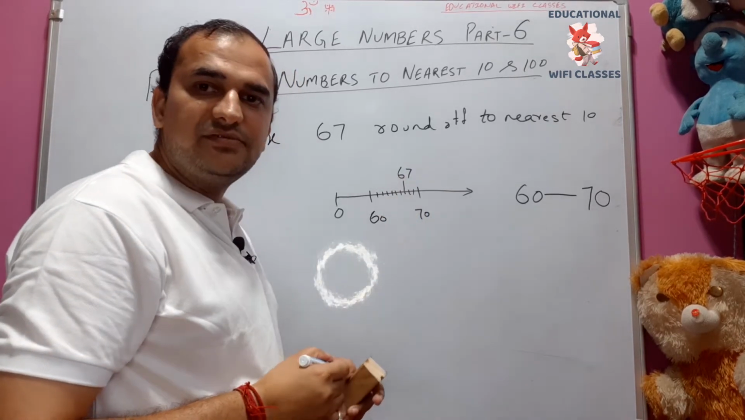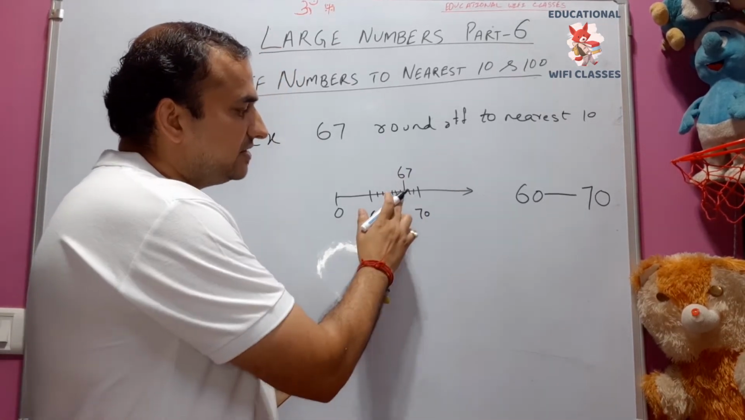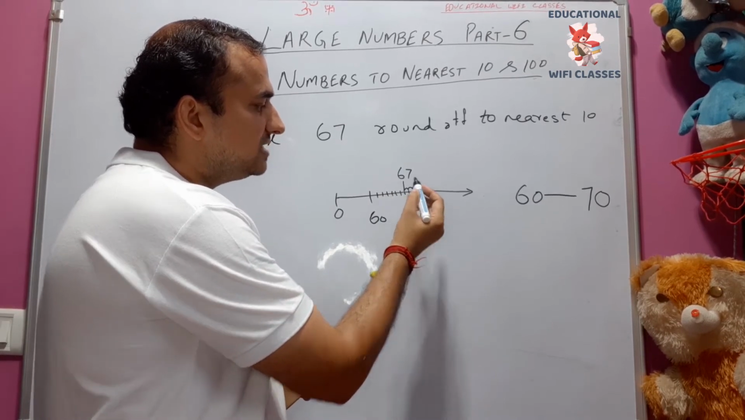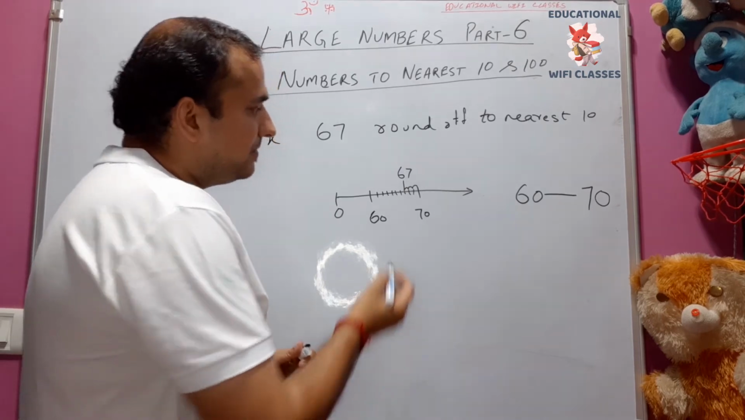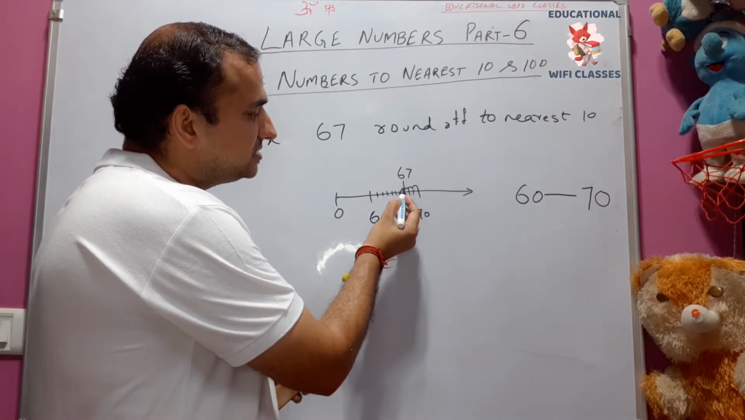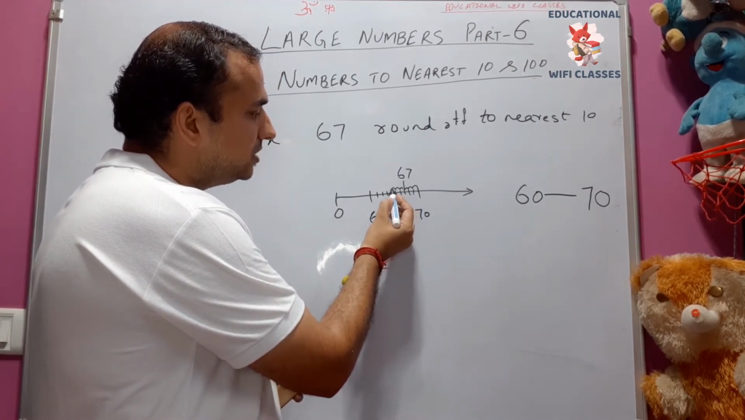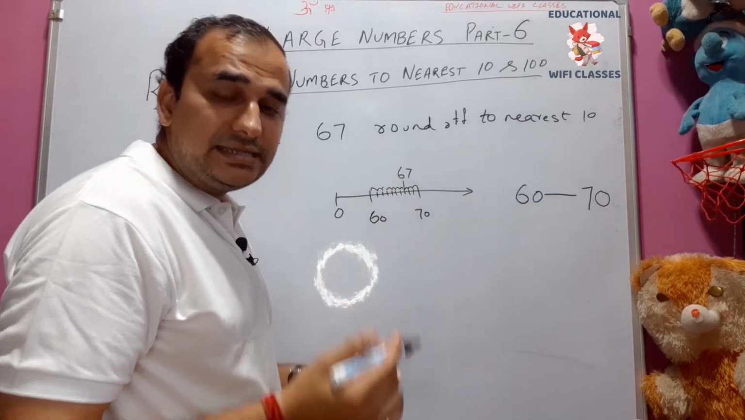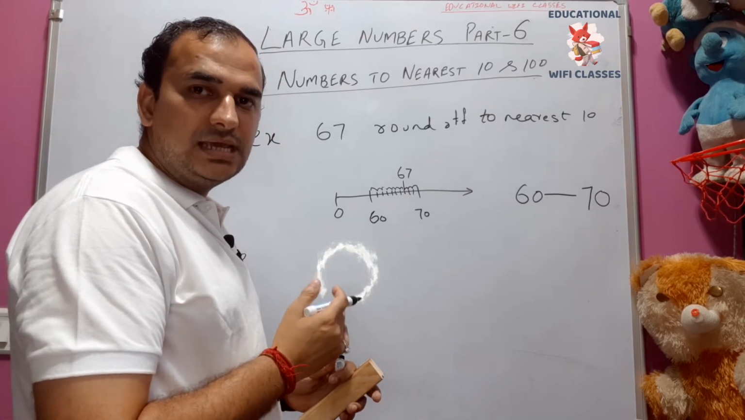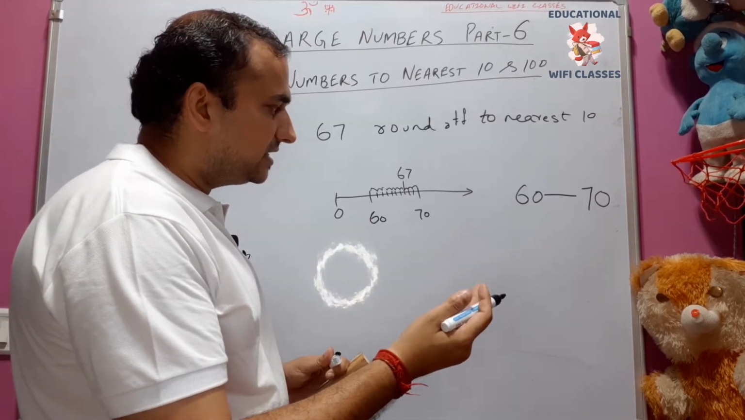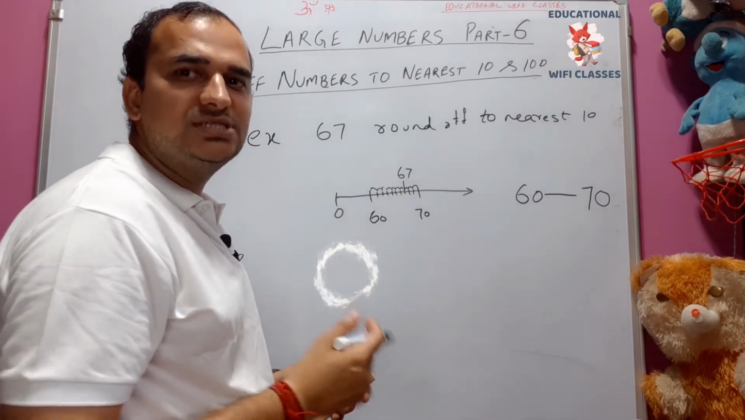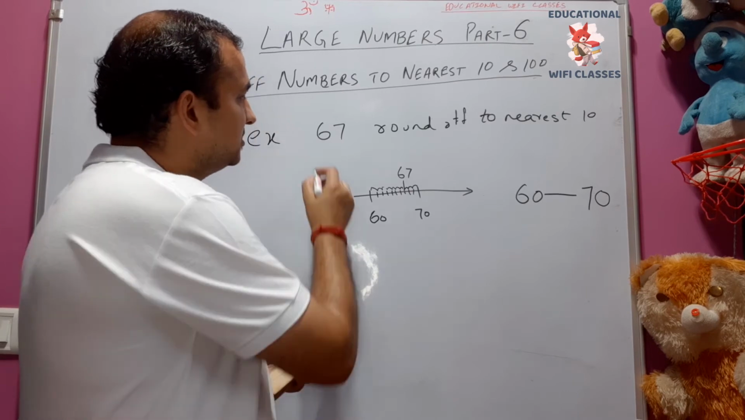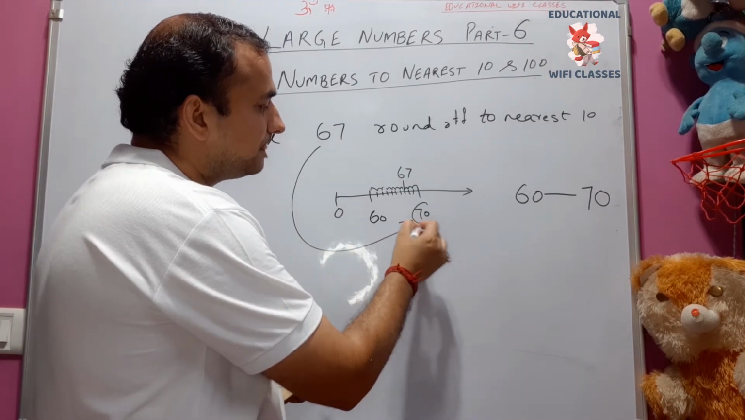So from 67 we will check how many steps 67 needs to take to go to 70. So 67 will take 1, 2, 3 steps and it reaches 70. But if it goes to 60, how many steps does it need to take? 1, 2, 3, 4, 5, 6, 7 steps. So it needs to take 7 steps to come to 60, but only 3 steps to go to 70. So where will it go? It will go to 70 because 70 is nearer to our question number 67. So 67 is rounded up to 70.